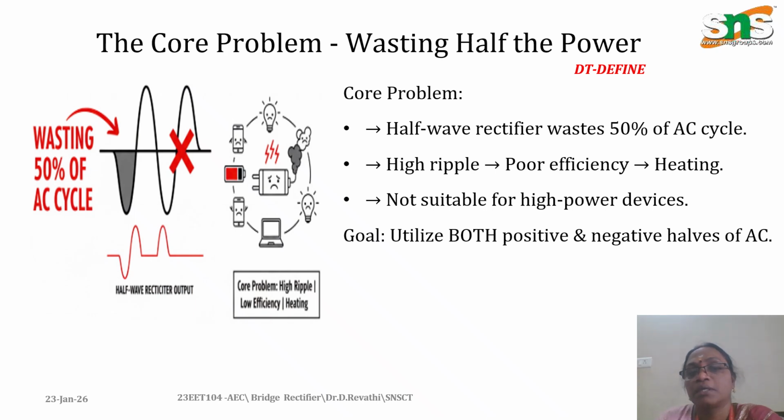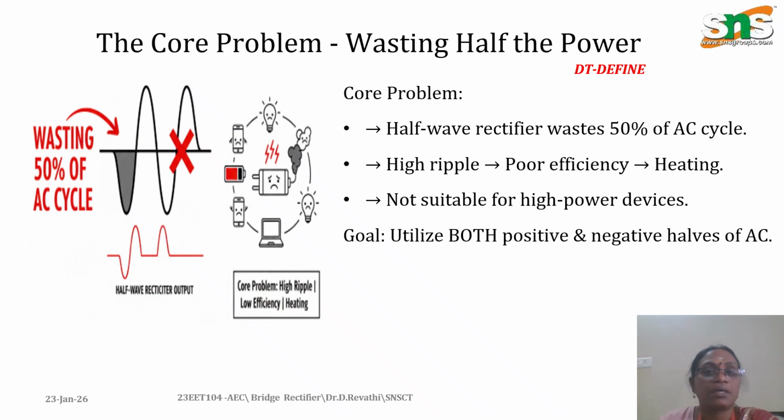And for the define part, this is the core problem. Here I have listed three of them. One is the half wave rectifier we are using, which wastes half of the cycle. See the diagram here. In the half wave rectifier, we waste the negative half cycles, that is, 50% of the cycles are wasted. There is also high ripple, poor efficiency, and more heating. That's why we mentioned it in the empathize part, and it is not suitable for power electronics devices.